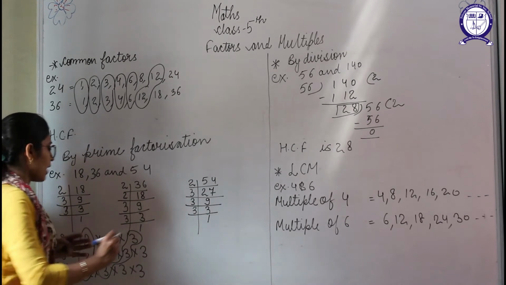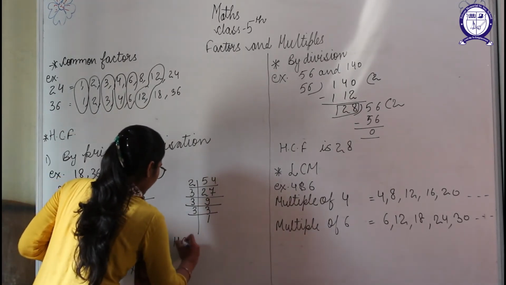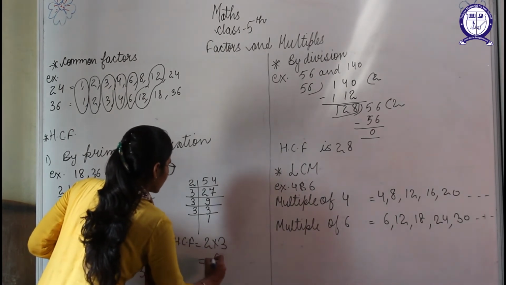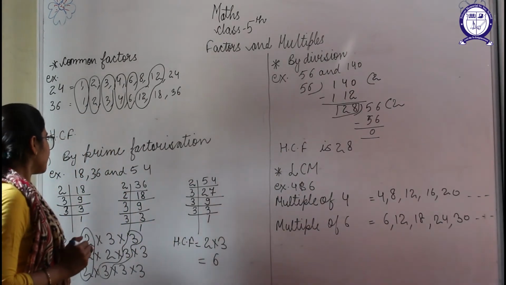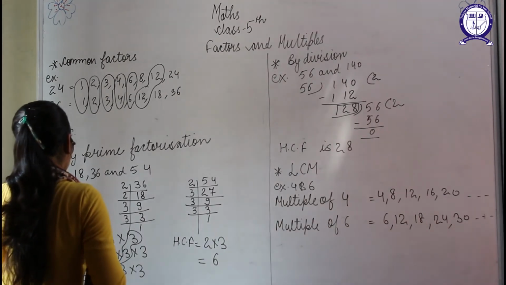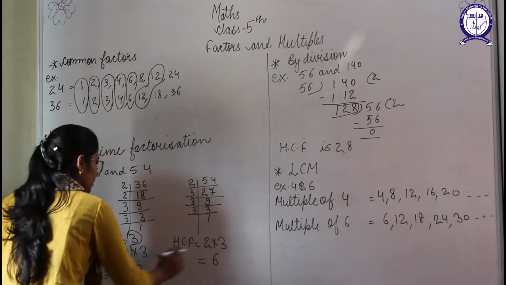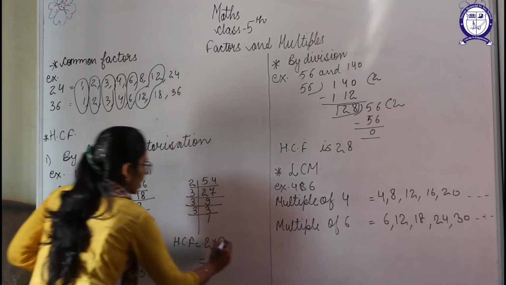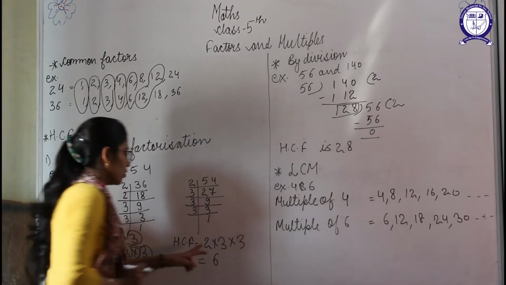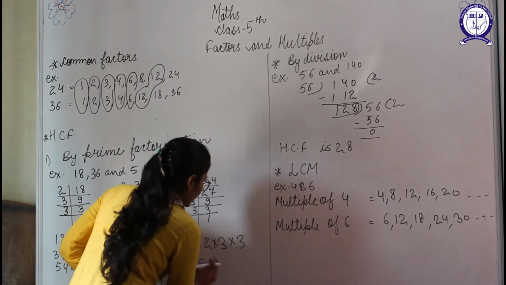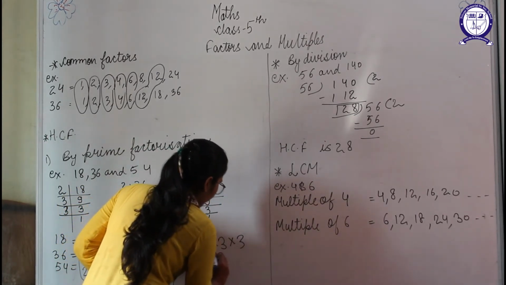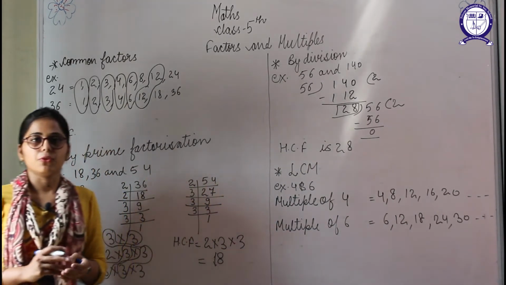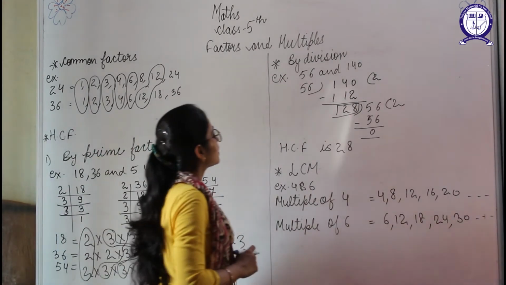So the HCF of these 3 numbers will be the multiplication, or the product, of these numbers. So 2 3s are 6. So 6 is the... and one more 3 is also common there, students. So we will take out this also, and 2 multiply 3 multiply 3. So 2 3s are 6, 6 3s are 18. So 18 will be the HCF of all of these 3 numbers, 18, 36 and 54, because it is the highest number which divides them completely.